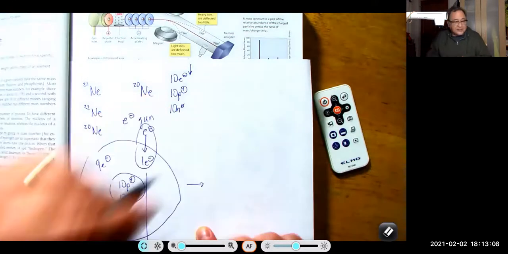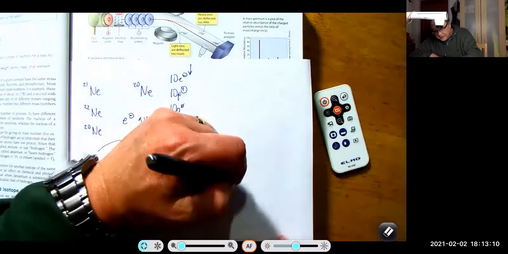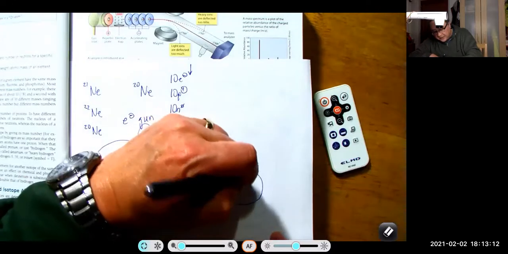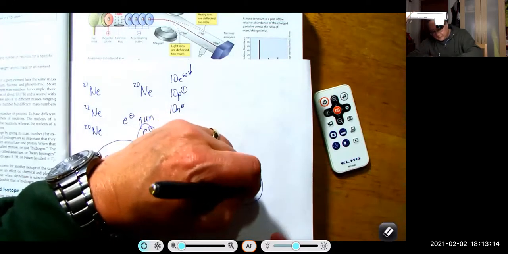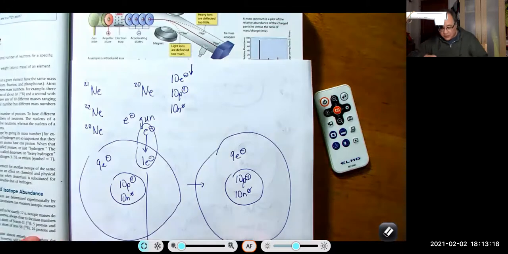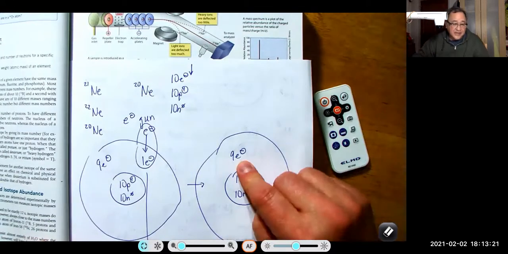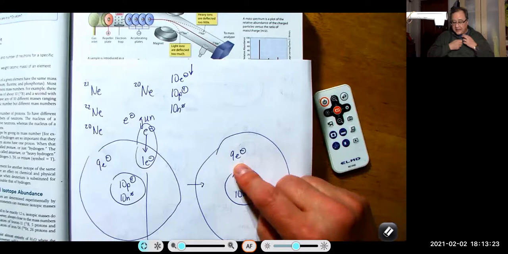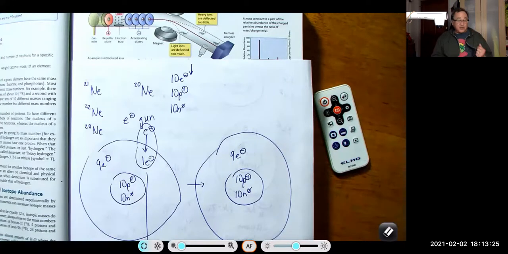So what happens to this guy? Well, it's still got 10 protons and it's still got 10 neutrons, but now it only has 9 electrons. And so overall, the charge is -9 due to the electrons and +10 due to the protons, which means overall, this thing has a +1 charge. If you have more protons, you're going to have a plus charge. If you have more electrons, you're going to have a negative charge.